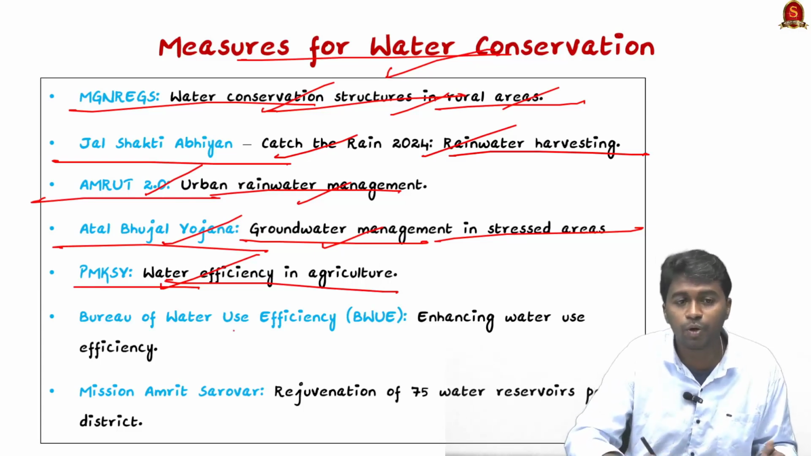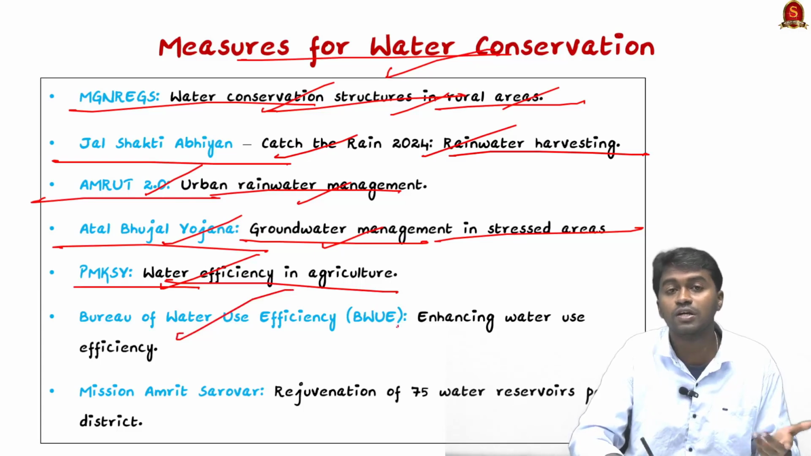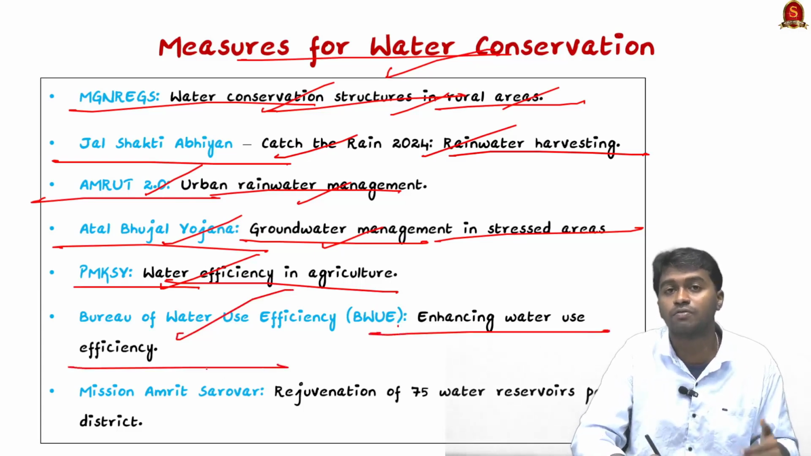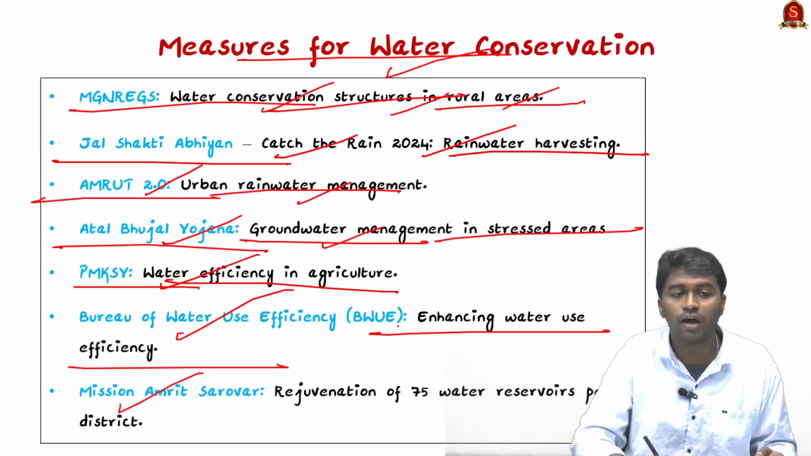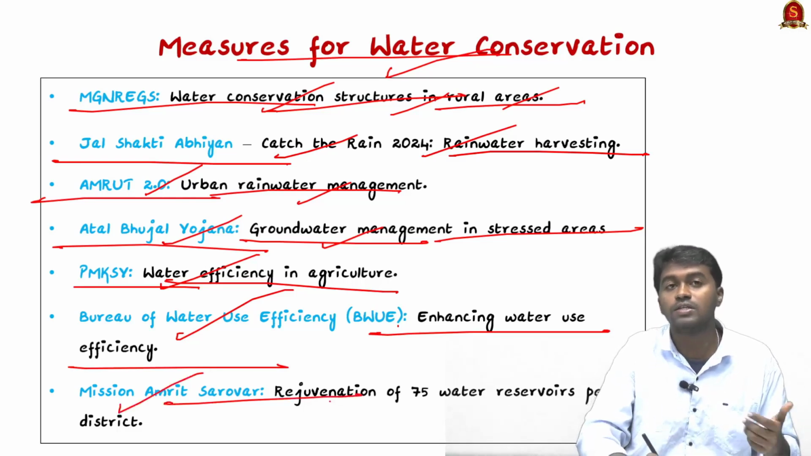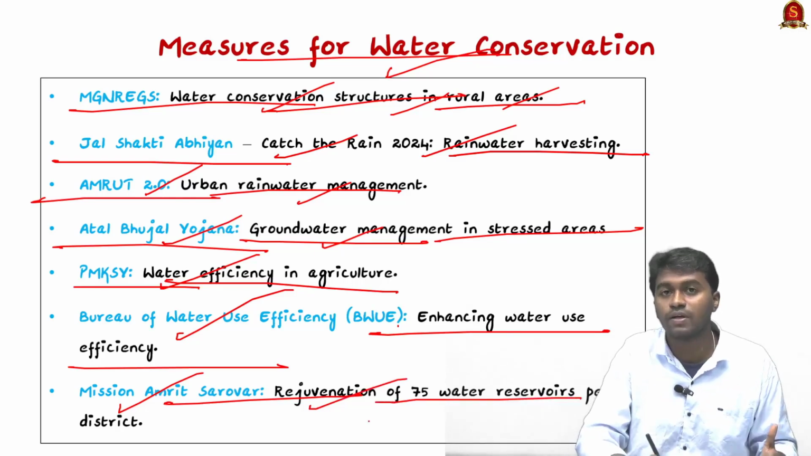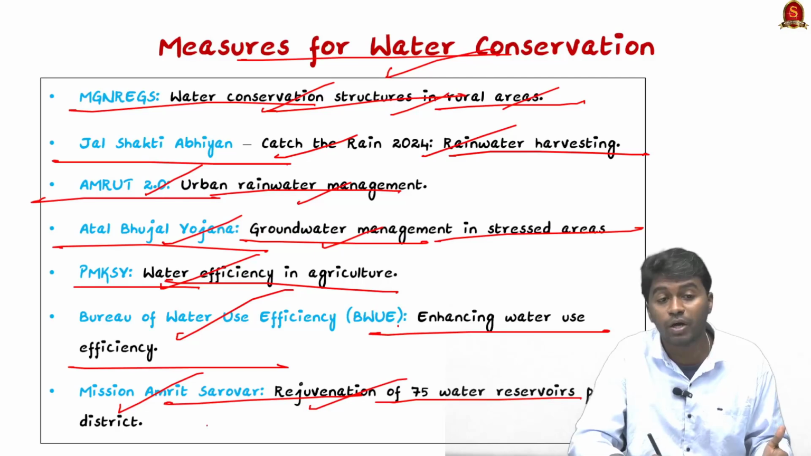And next we have the Bureau of Water Use Efficiency. This bureau is focusing on enhancing water use efficiency in all aspects of human activities. And the next we have the Mission Amrit Sarovar. This scheme is focusing on regeneration of 75 water reservoirs per district.